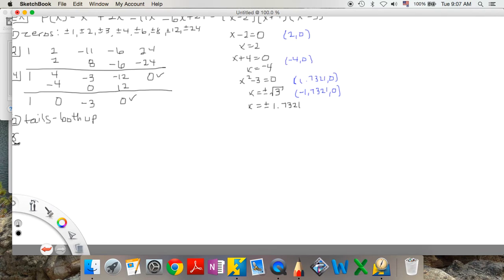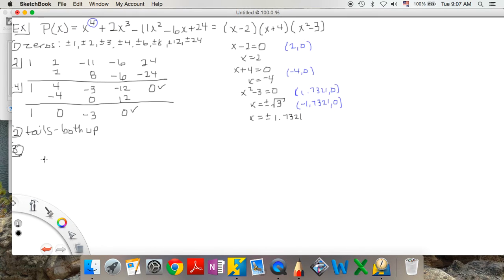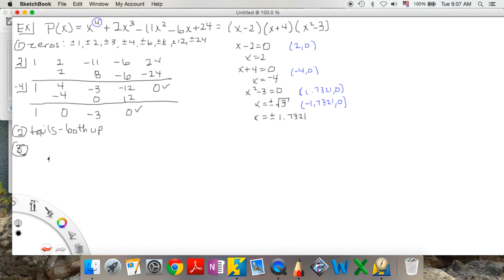We don't have all the terms the same, even or odd, so there's no symmetry to deal with.